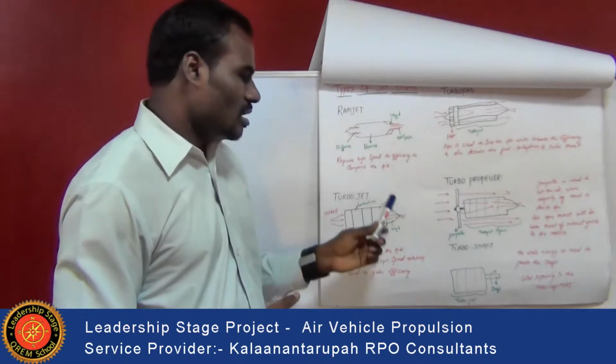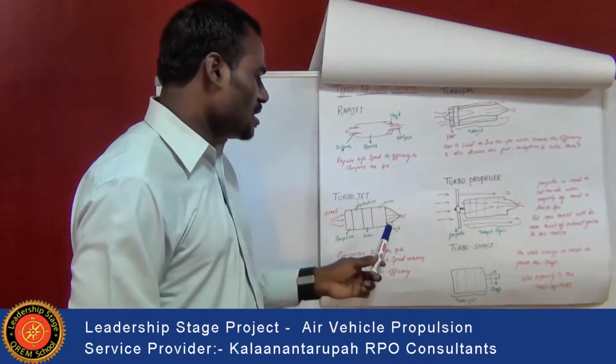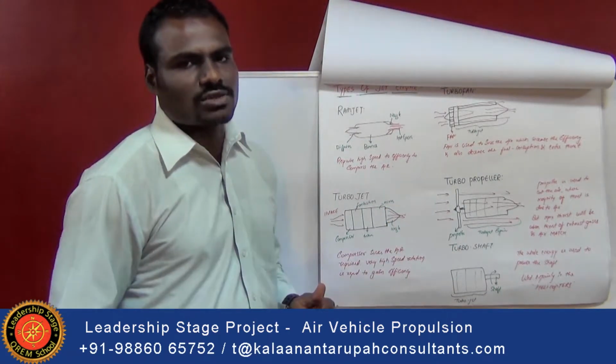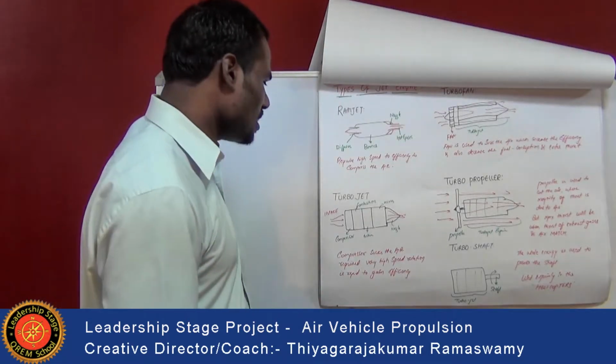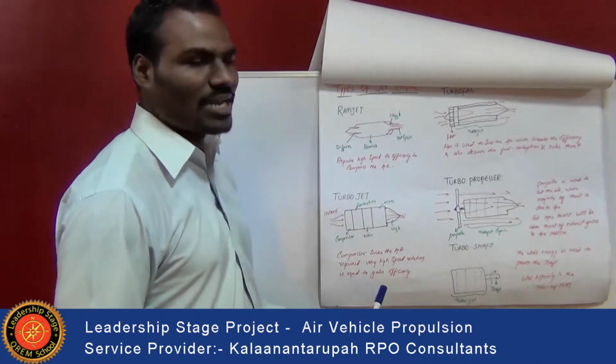Usually this kind of turbojet engine is used in military purposes only. At the end there is a nozzle, and the purpose of the nozzle is to increase the velocity of the air in order to get a better thrust. The compressor sucks the air and requires very high speed rotation, which is required to gain better efficiency.